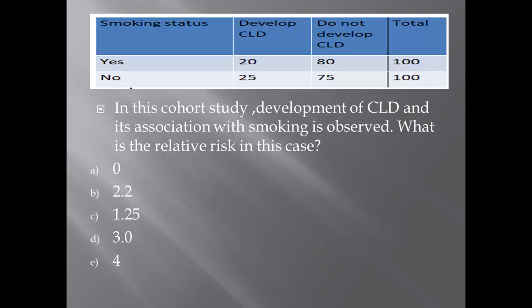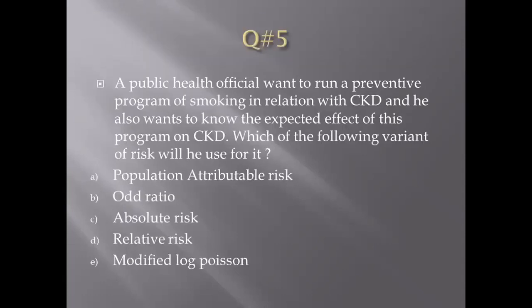In this MCQ, we can see the smoking status and development of CLD in the exposed and non-exposed groups. So this is a cohort study, and the development of CLD in association with smoking is observed. What will be the relative risk in this case? This is a little bit of calculation. Firstly, the incidence of the exposed and non-exposed groups will be calculated, and the final answer is C, right, Dr. West? C, 1.25.